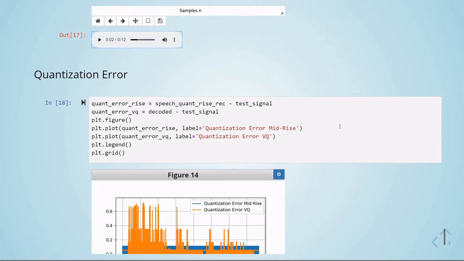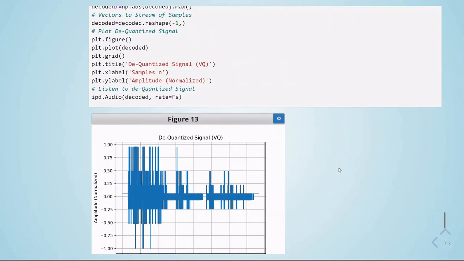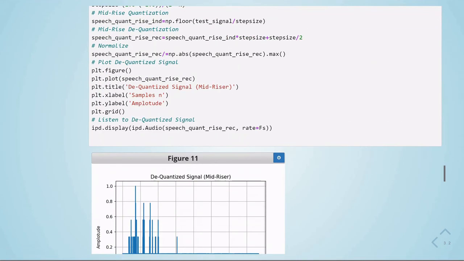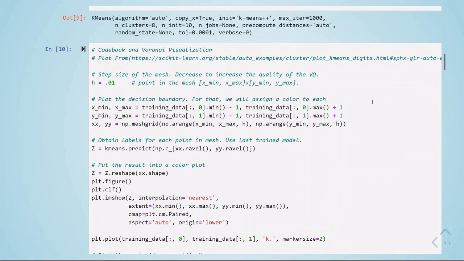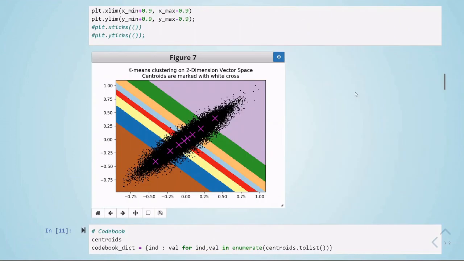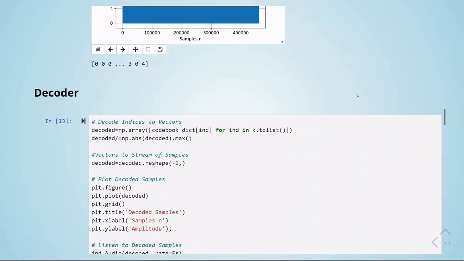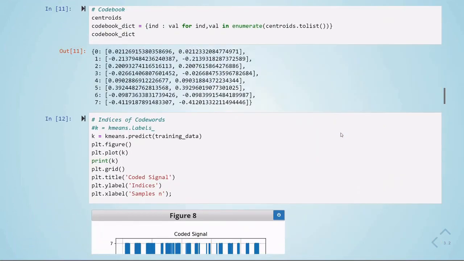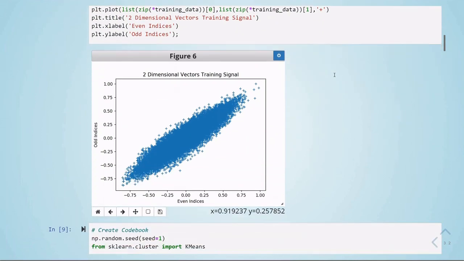So we can also compute the quantization error, and we see that there is a significant difference in the quantization error for both types of quantizers. So this was an example using vector quantization. We used the nearest neighbor rule as we did with the Lloyd-Max quantizer, but here we do this training part. We create a code book using this training. And so this is an example of the encoder and the decoder of the vector quantization. So that's it for our notebook.